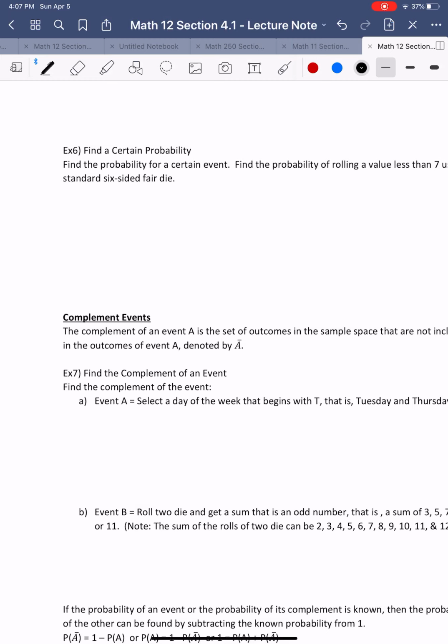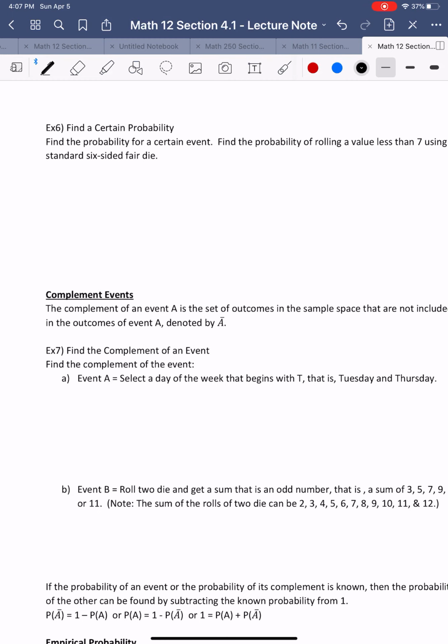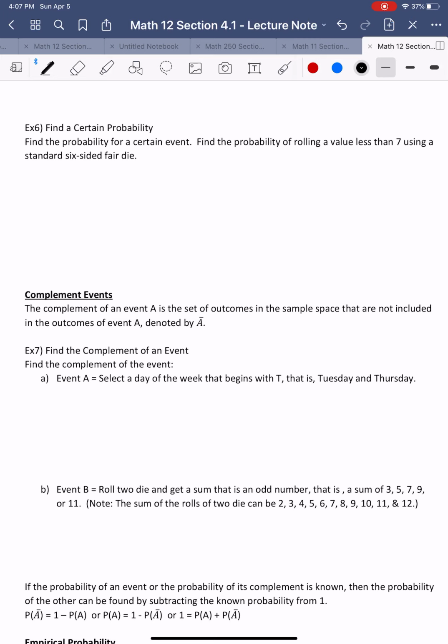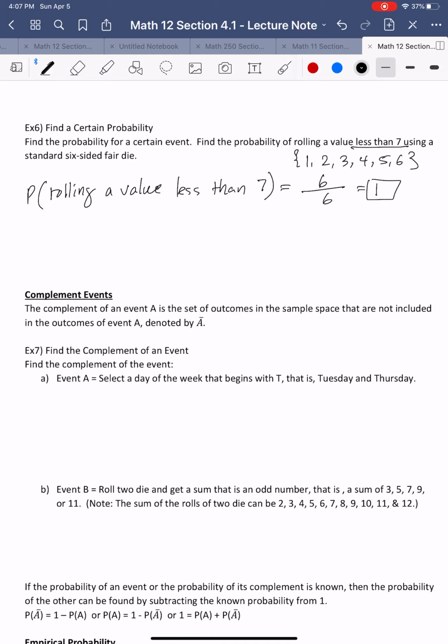What about finding a certain probability? Find the probability for the certain event, which means finding the probability of rolling a value less than 7. Any value less than 7 is 1, 2, 3, 4, 5, and 6. So the probability of rolling a value less than 7 is 6 out of 6, so it will be 1.